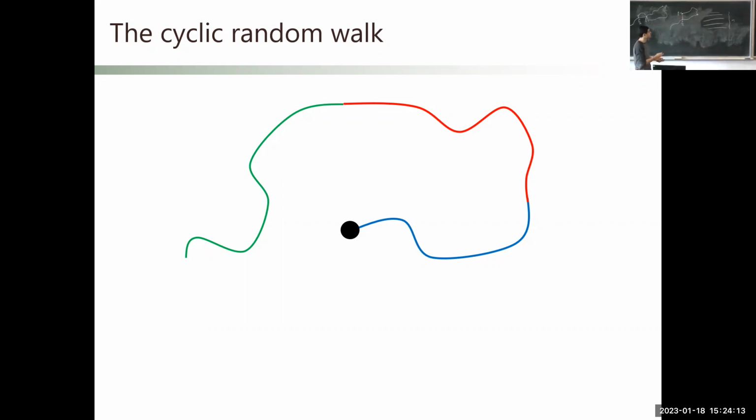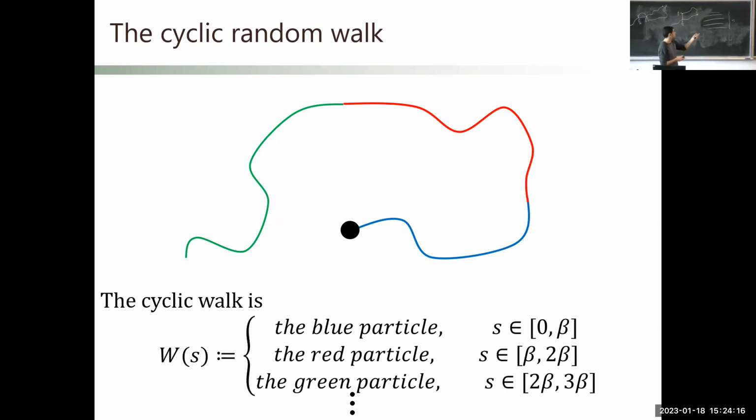This is called the cyclic random walk. The cyclic random walk is just the walk that goes along the first particle, the blue particle, between time 0 and beta, then along the red particle between beta and 2 beta, and so on. And it has these kinds of interactions. Is that clear? You go along a simple random walk until you are forced to jump or forced not to jump when you hit your history. So this is the cyclic random walk.